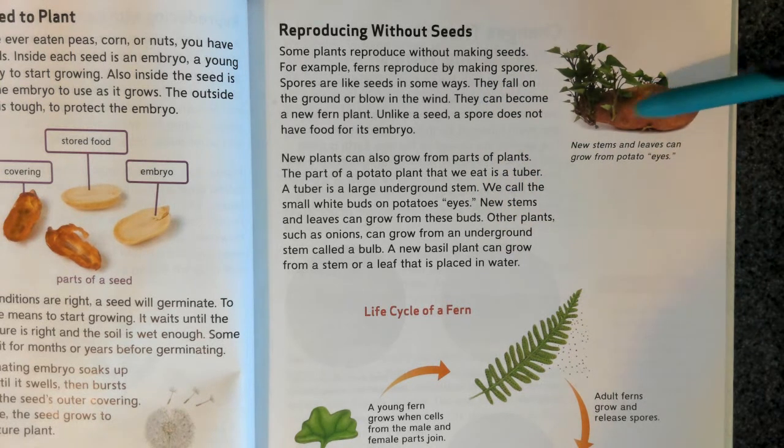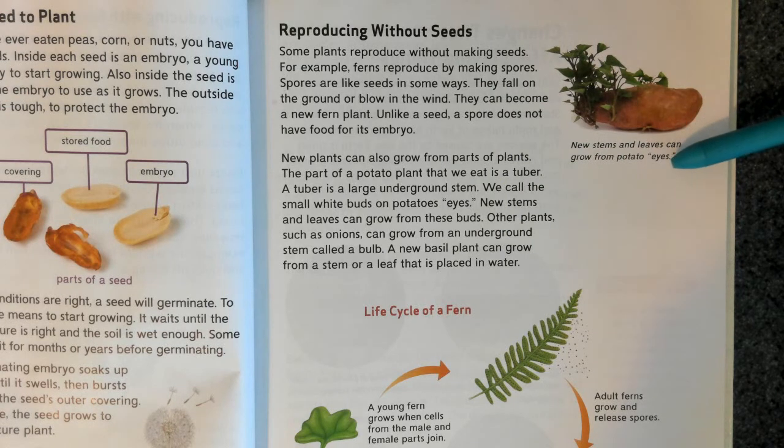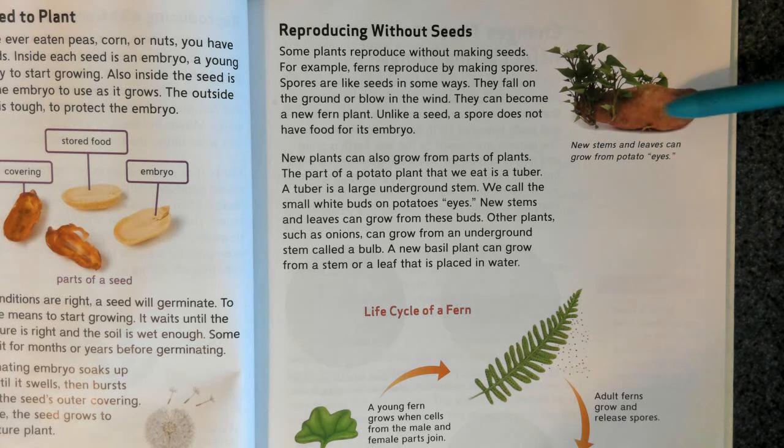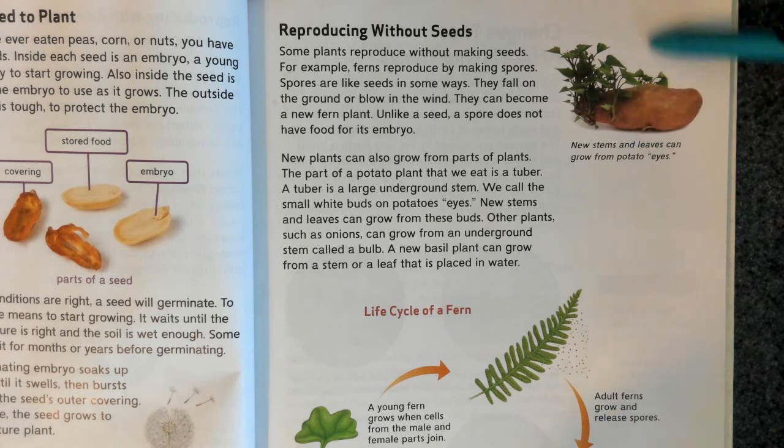So if you look at this, it says new stems and leaves can be grown from potato eyes. Have you ever taken a potato out for your mom and it has these little white things shooting out of it? If it was left to grow, this is what it would look like.